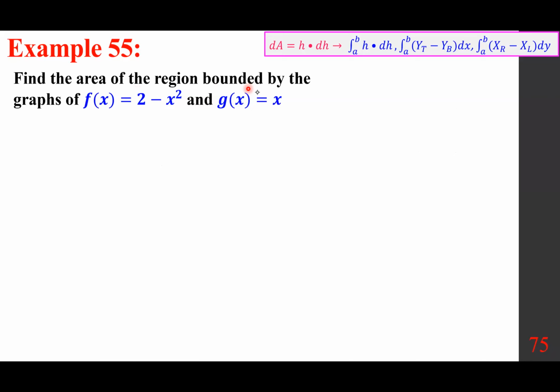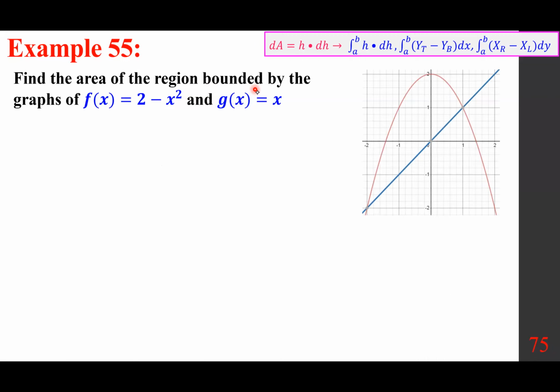Find the area of the region bounded by the graphs of f of x equals 2 minus x squared and g of x equals x. Again, we have to graph to see what's going on. g of x equals x is the line that goes through the origin, and 2 minus x squared goes like that: minus x squared comes down, and then it's shifted up by 2. It's very easy to graph this, even in your head. You don't need the calculator.